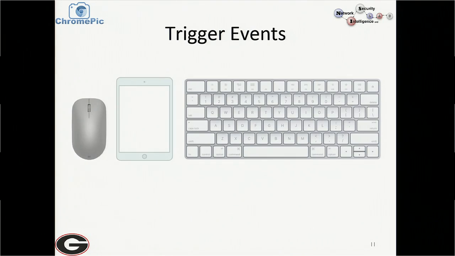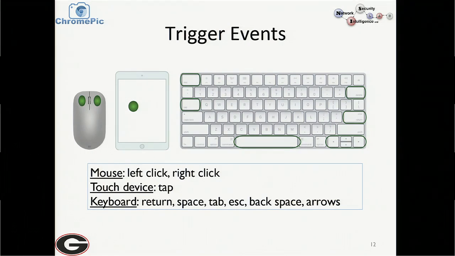And to make ChromePic efficient, we only capture these Webshots when there's a significant user-browser interaction. So we call them trigger events. Example trigger events are clicks of the mouse, or when there's a tap with a touch device, or keyboard actions like return, space, tab. All these are trigger events.